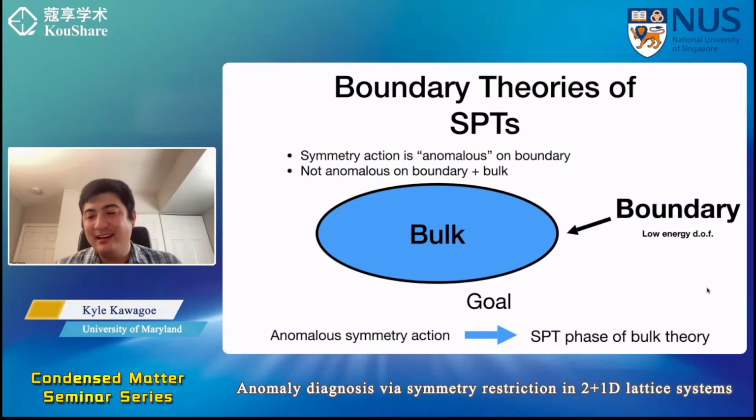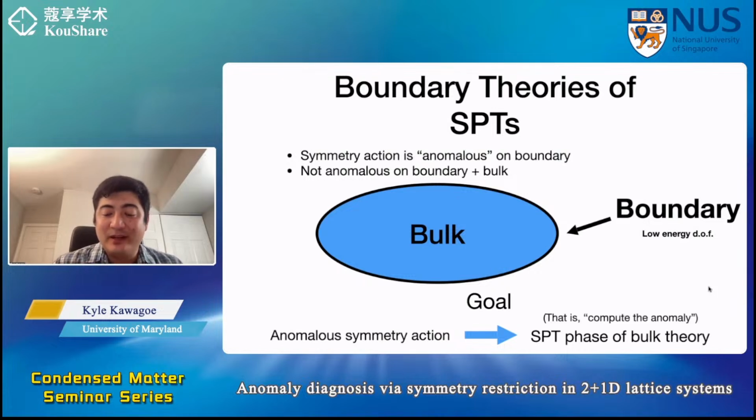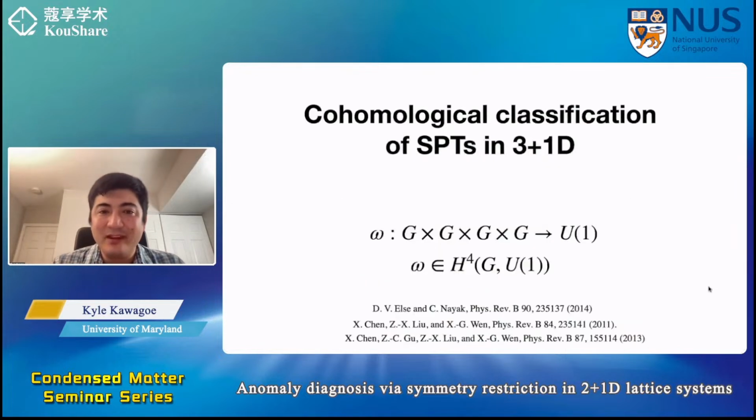Okay, and of course that's still a pretty abstract expression, so we'll narrow that in as well. But when someone says compute the anomaly, this is one example of what someone could mean by this: compute the appropriate SPT phase, which causes this cancellation. So within the cohomological classification of SPTs, if you don't know group cohomology, that's fine.